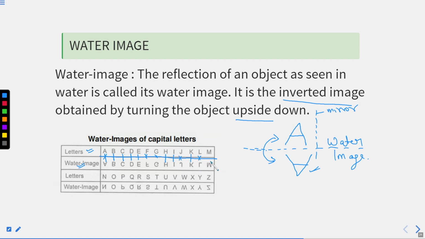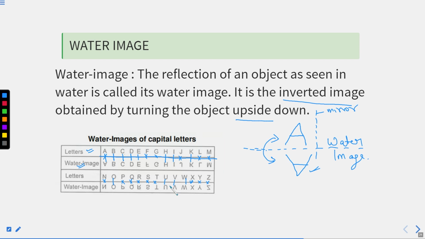For L, different. For M, different. Similarly, for N, it is different. For O, it is same. For P, it is different. For Q, it is different. For R, it is different. For S, it is different. For T, it is different. For U and for V as well, it is different. For W, it is different. For X, it is same, right? For Y, it is different, and for Z, it is different.